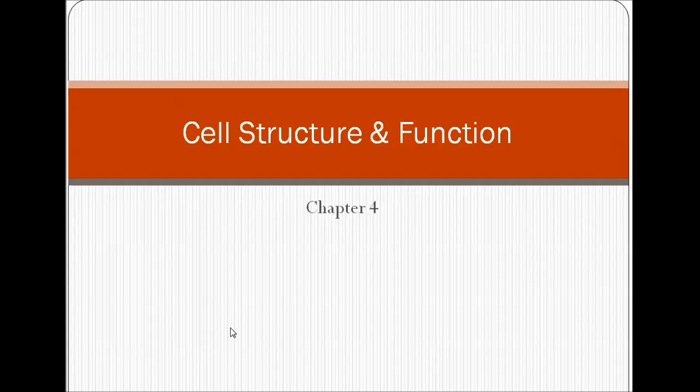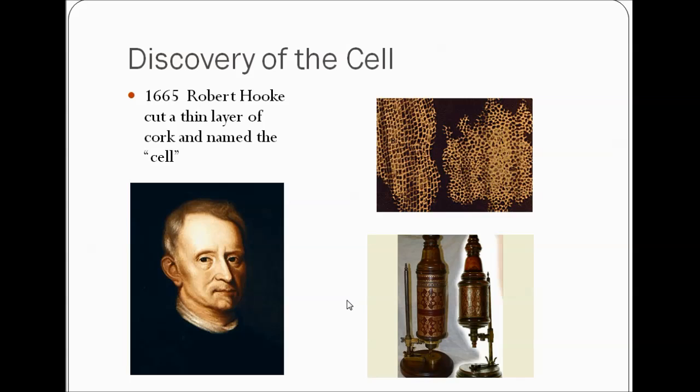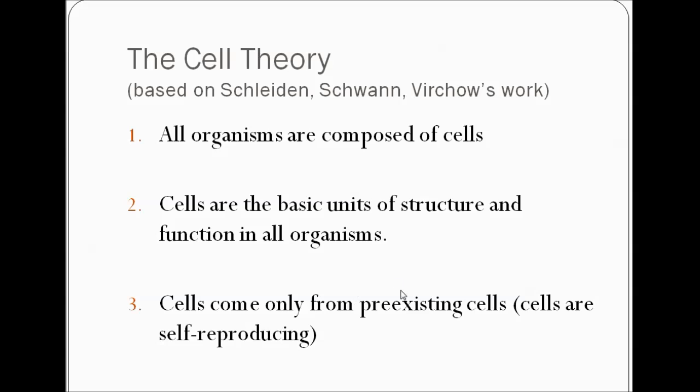Okay, I want to walk you through this chapter a little bit. The cell was discovered by Robert Hooke in 1665, and he was looking at cork. And he named it the cell because when he looked at this, it looked like monastery cells all in a row. And so that's why he named it. Also a glimpse of the microscope, pretty awesome.